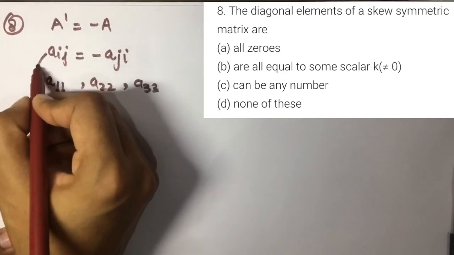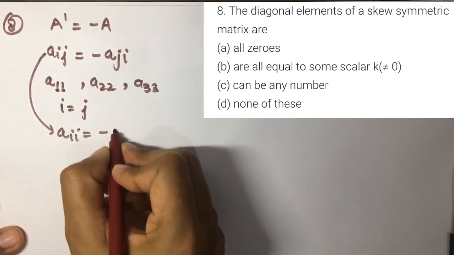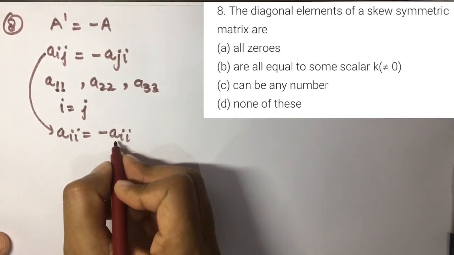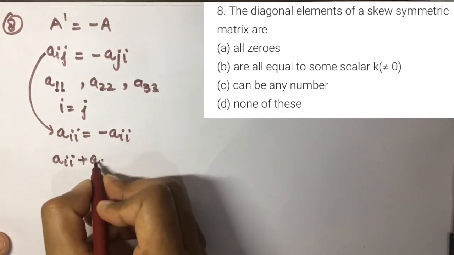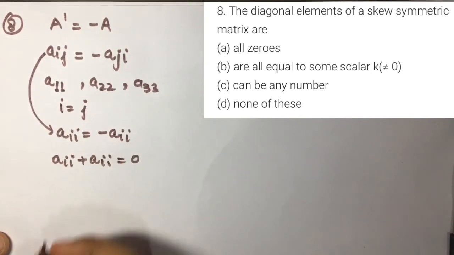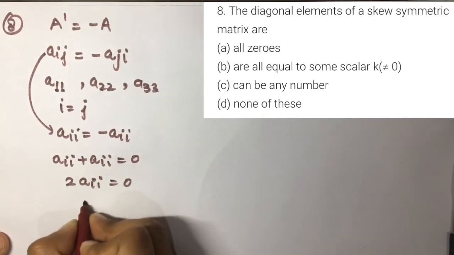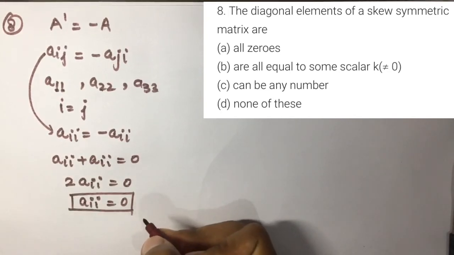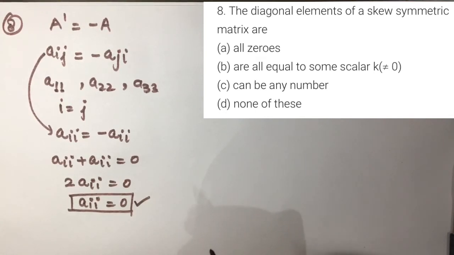If we substitute this, we get aii is equal to minus of aii. If we shift this minus aii to the left hand side, we get aii plus aii is equals to 0. So this is 2 times of aii, which is 0. That means aii is equals to 0. That means the diagonal elements of the skew symmetric matrix are 0. So the option number A is the correct answer.